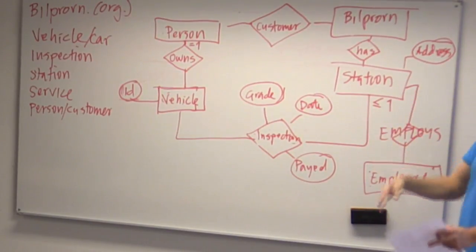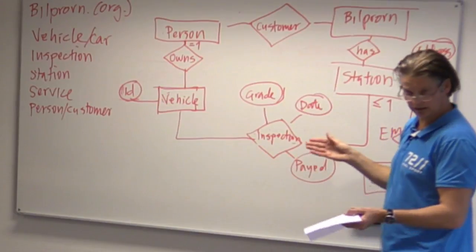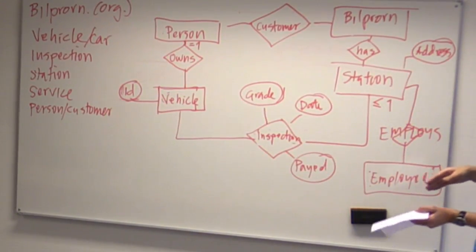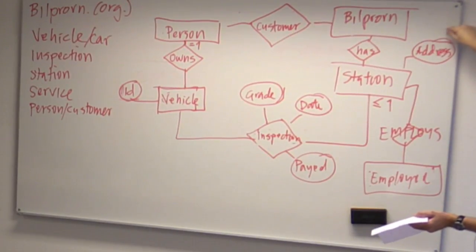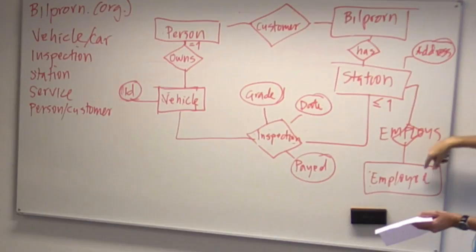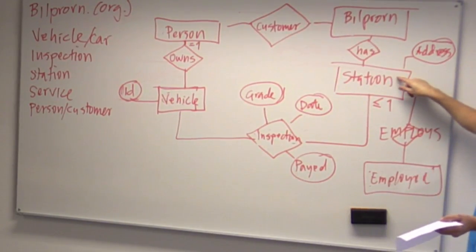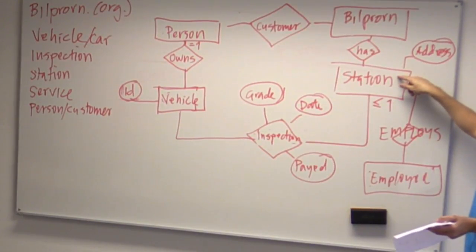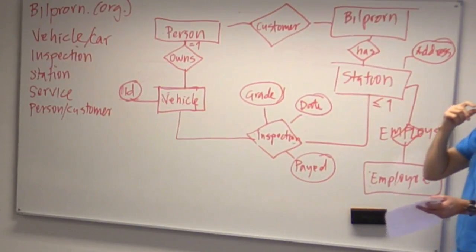Yeah, you see? So if you have a head office, there will be some quite strange things going on here as well. So perhaps Bilprovningen should have the relationship to their employees instead, and there are a few staff members at the stations instead. And the headquarter thing that was mentioned, all right.